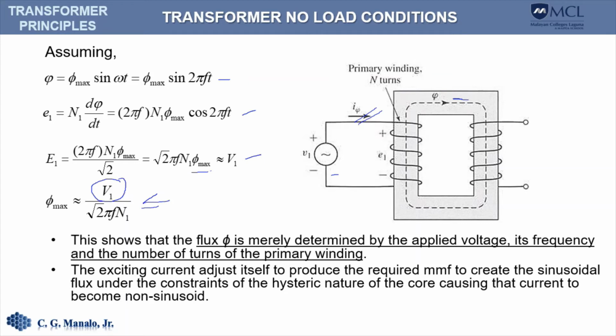Now, in my previous materials, it is explained that the flux is not actually proportional to the exciting current because of the saturation of the magnetic core, such that for higher values of flux, we need a much higher value of current to produce that flux.